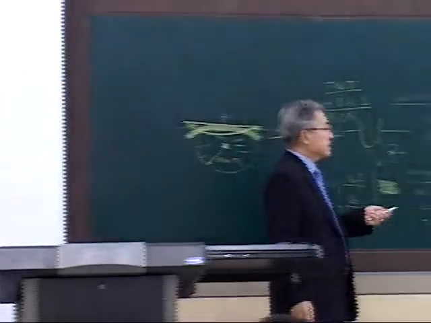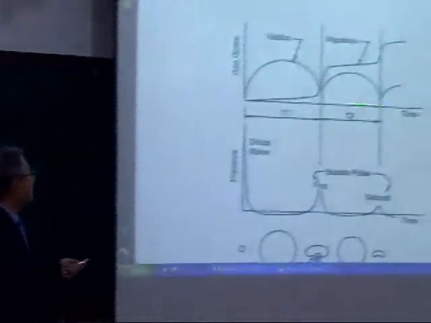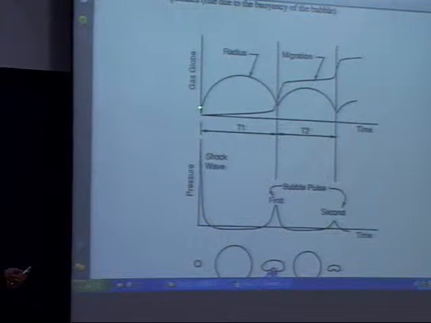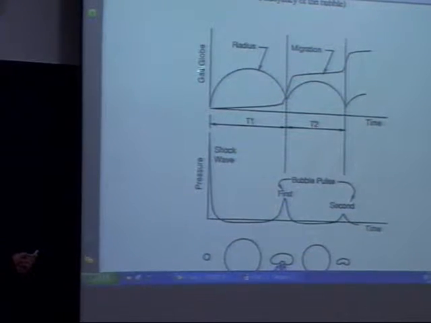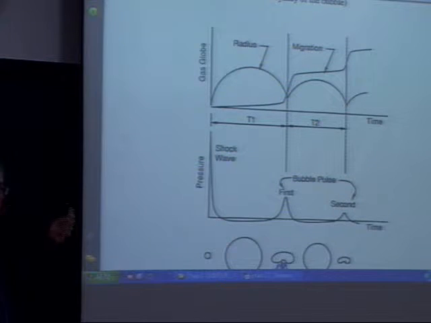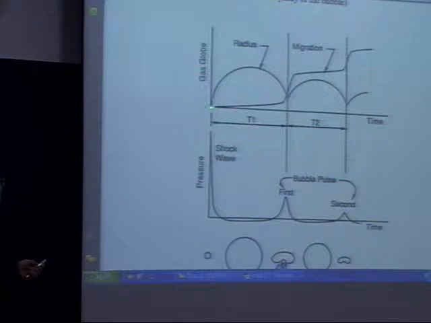And the motion goes like this for the gas bubble. This is time, and this is the gas bubble radius, I call the gas globe. It's the radius of the gas bubble. At the beginning, it's really small. It's simply the powder. Then at the time of explosion, the gas bubble grows as time goes by, to the maximum here, where the gas bubble radius becomes maximum, then gets down to the minimum here.